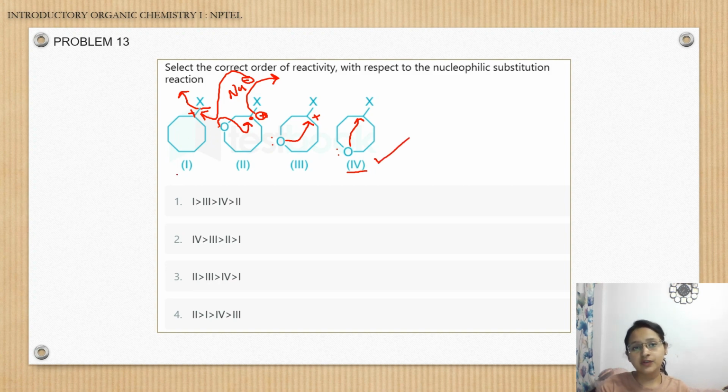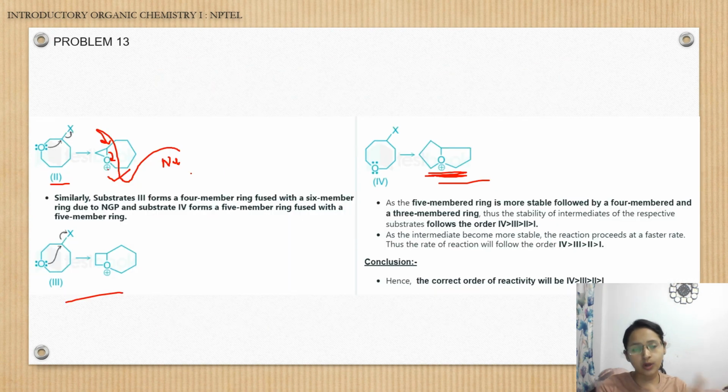But in the case of one, there is no stabilization due to oxygen. The neighboring group effect is not going to operate here. That is why the carbocation is not that much stabilized, and the nucleophilic attack on that carbocation is very much slow. Is it clear to all of you? Just give it a thought.